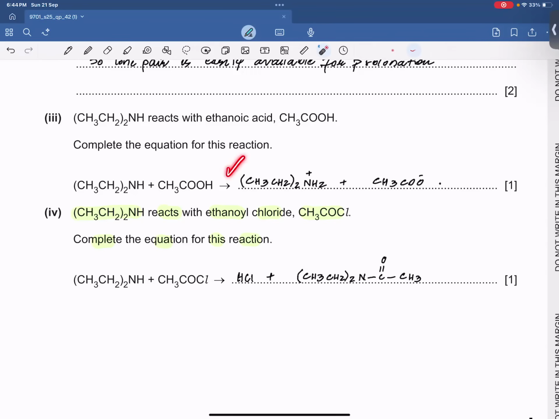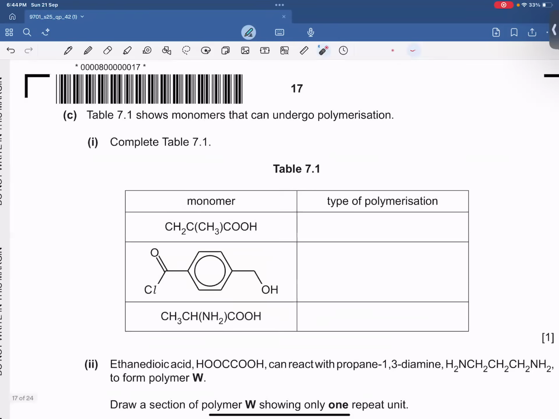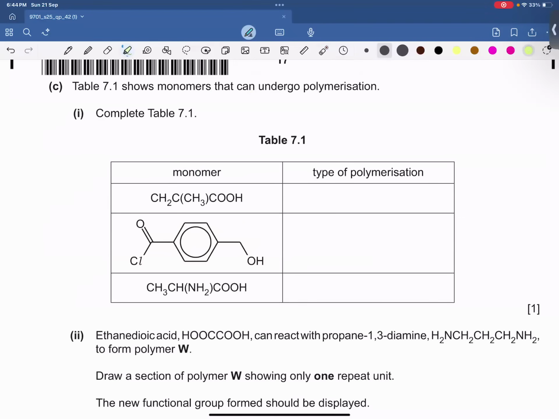In this scenario, we can make an amide, but for that I need heat. Since no instruction is given in the question, I've done an acid-base reaction here. Next part of the question is related to polymerization.